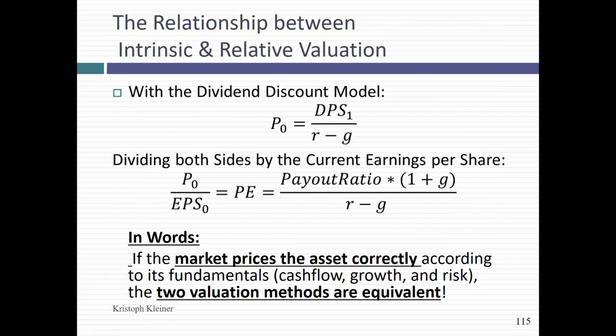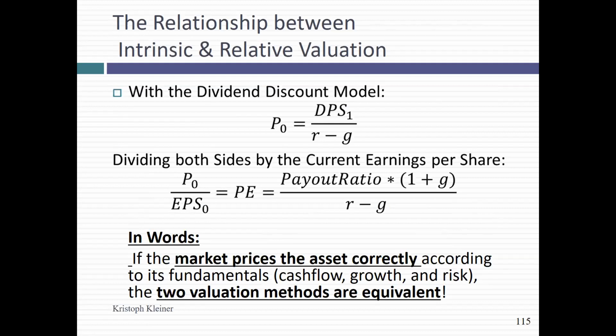Now this looks a lot like the calculations we've done previously with intrinsic valuation. What we're saying is that the PE ratio equals a growing perpetuity, and it depends on the payout ratio, the discount rate or the risk, r, and g, the growth rate. So if the market is correctly pricing the asset, so that P0 is correctly priced based on the payout ratio, g, and r, then the two valuation methods are equivalent. They're measuring the same things.